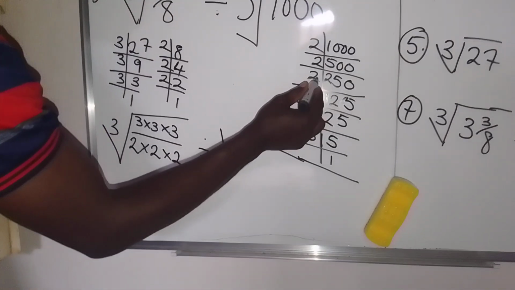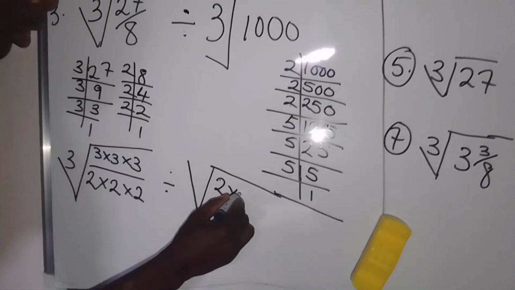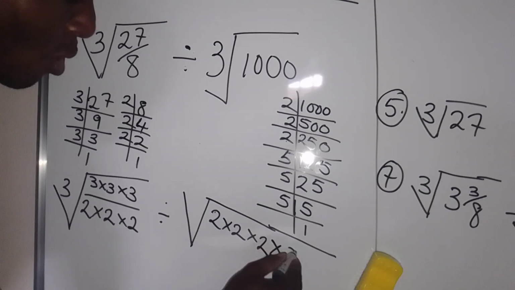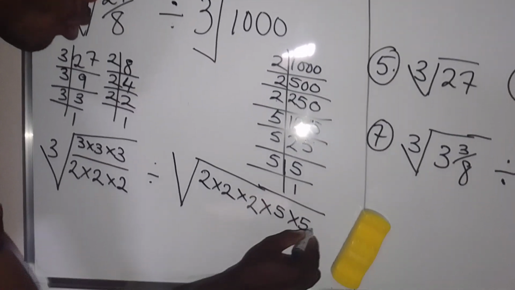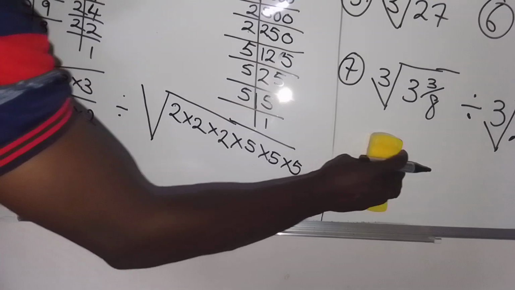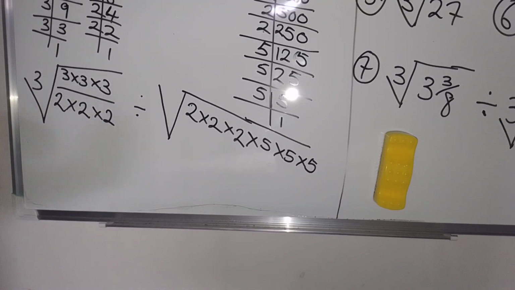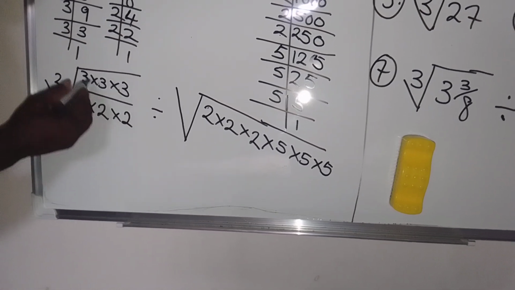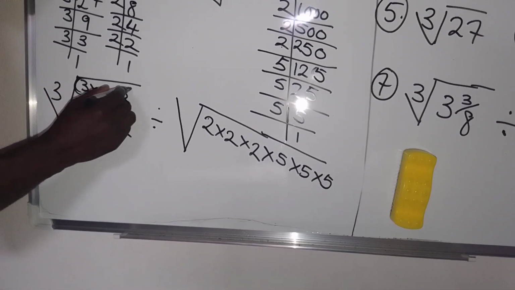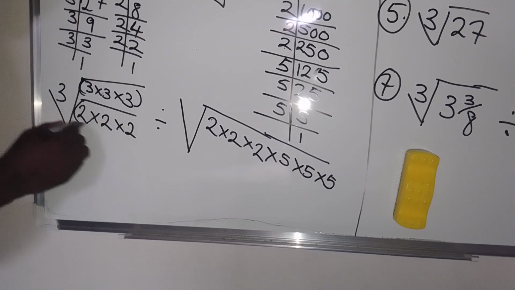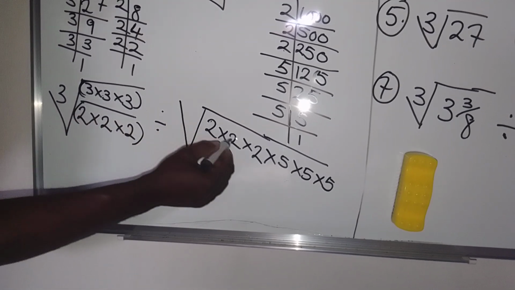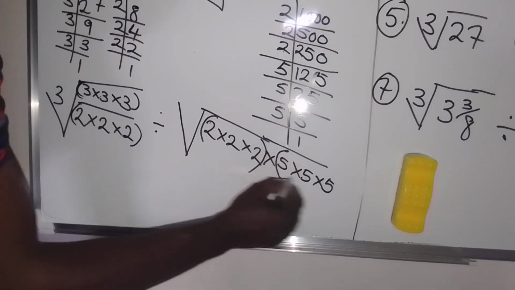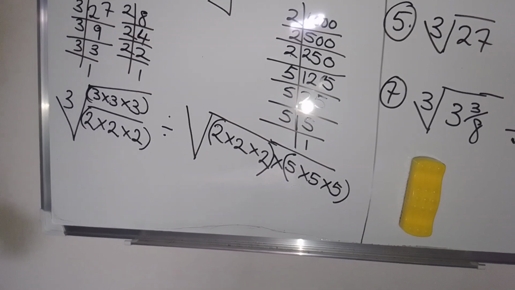Okay, I have my 1, 2, 3. Remember, you must pair them in 3 groups, and the numbers must be the same. So 3, 3, 3 are the same, I pair them. Likewise, 2, 2, 2 are the same, I pair them. 1, 1, 1 are the same, I also pair them. Okay.